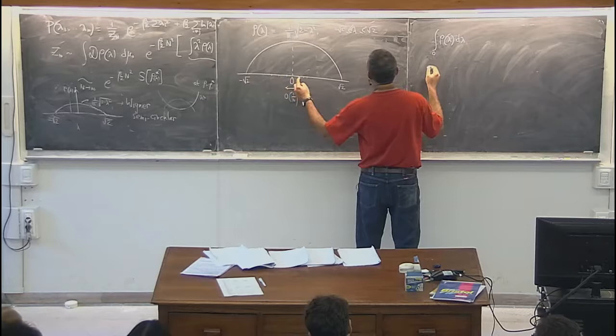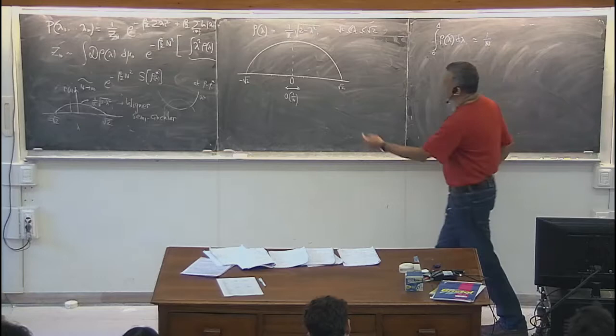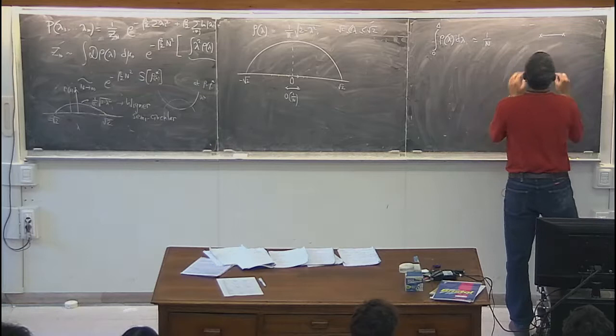Roughly, I just want to make an order of magnitude estimate. So this should be equal to 1 over n, right? Because if I'm here at the nearest particle and I integrate the density over there, it has to be a fraction. If you have one particle, how far do you have to go to get another particle? So this thing must be equal to 1 over n.